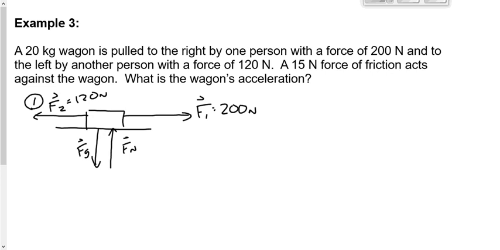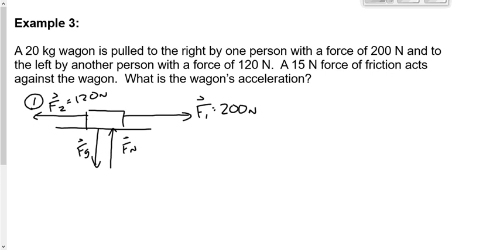Now we have a force of friction as well. Which way is it going to act? Against which F? Yes, 200 is bigger than 120, right? So in the absence of friction, it will move to the right. If it moves to the right, friction is going to act to the left. Friction has to oppose the motion. Friction doesn't help you. Friction opposes the motion. So if you're moving to the right, friction is going to act to the left.